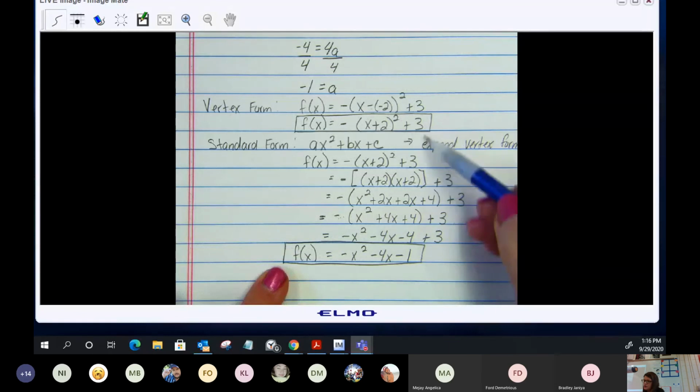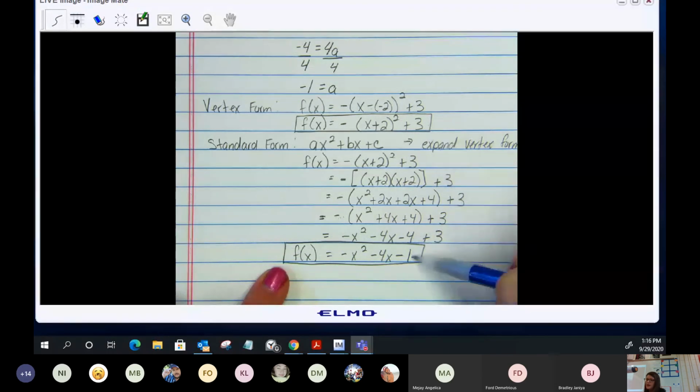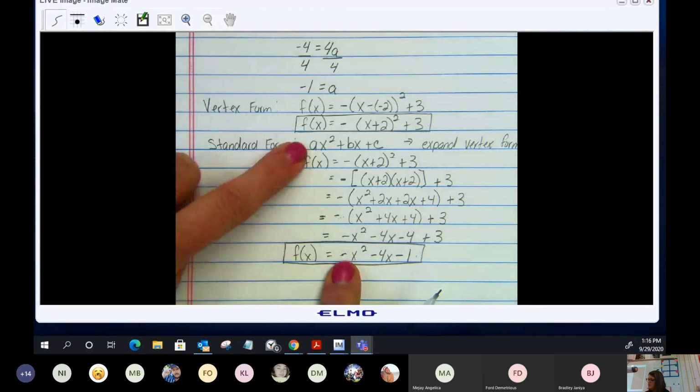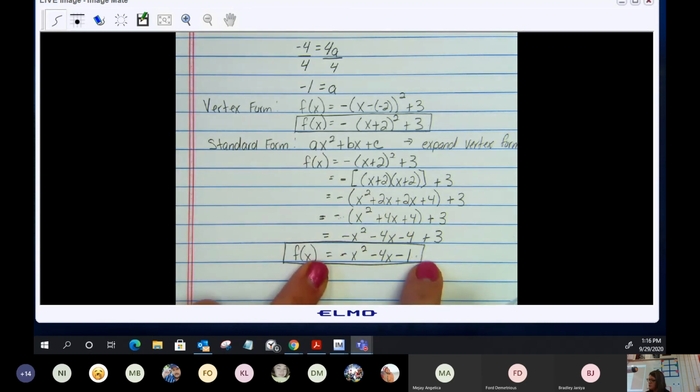These two functions, although they look different, are the exact same graph. If you pop these into Desmos, it's going to be one graph right on top of the other. Also notice here, from here you can see your a value is negative, which means you're reflected. So you can still see that transformation even when we're in standard form.